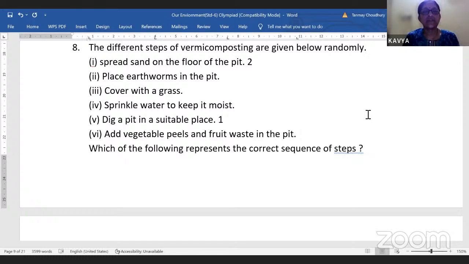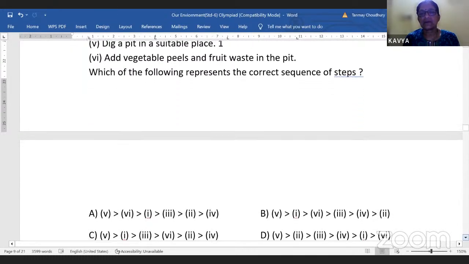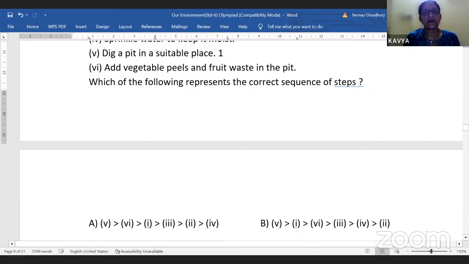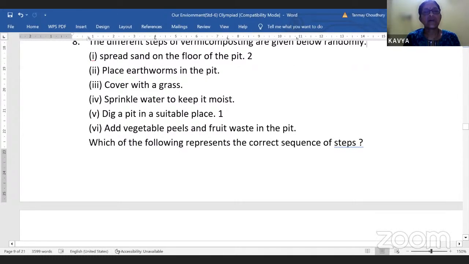Now here, after that, we have to spread sand on the floor of the pit. That is the next step. So next will be 1. Okay. So will be 6. I think the answers are not given correctly here. We will quickly put that here.